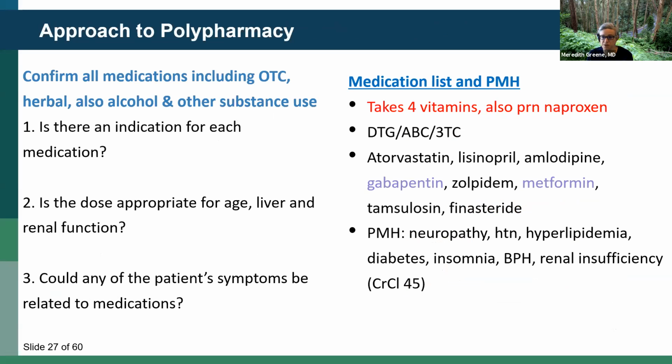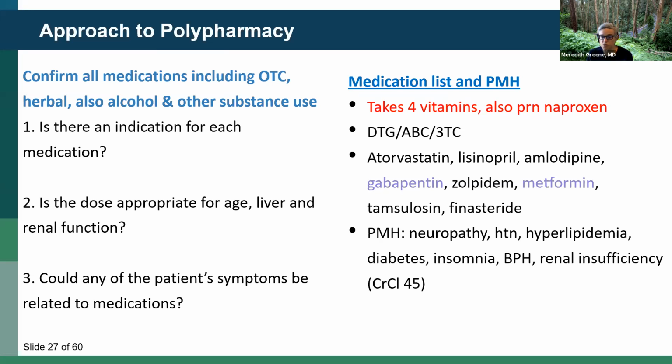So I included some of the details of our case. So you can see maybe the gabapentin is for his neuropathy. There are some antihypertensives and he's on a statin, metformin for diabetes, maybe the zolpidem for his insomnia. He's got medicines for his prostate. So by and large, I would say there's an indication for each medication.